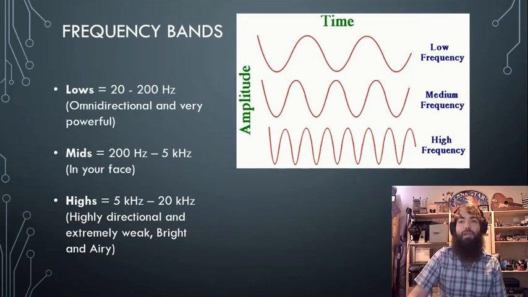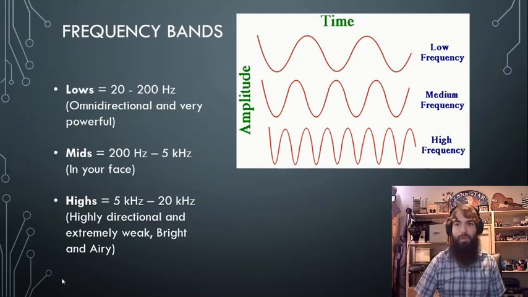They're usually highly directional, meaning if you have 20 kilohertz coming out of a tweeter, it's usually going to be a pretty straight line. They're usually pretty weak. They're classified as bright or airy, because they feel like they're floating above your head.